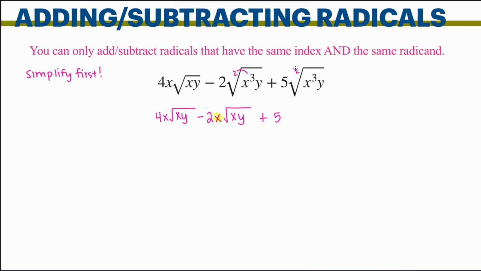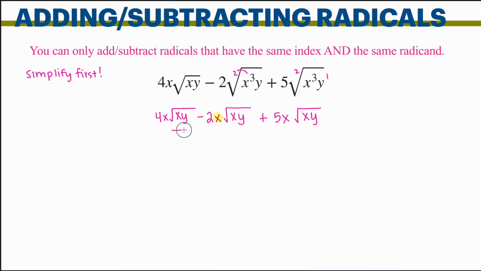Now, again, exponents. 2 goes into 3 one time perfectly. And then 1 is left over. And then obviously the y because 2 can't go into 1 y like this. So again, 2 goes into 3 once with 1 left over.